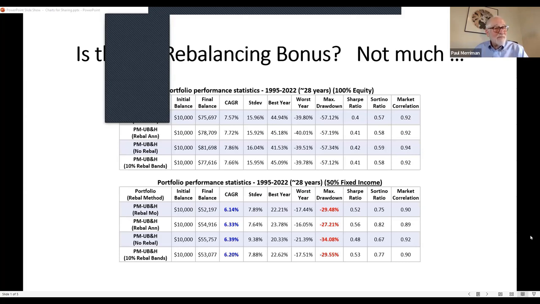And by the way, one of the things that the three of us are working hard to do is to find those folks who want to do this themselves, so that they don't have to pay somebody 1% a year. And had it been 1% a year instead of 7.57, it would have been closer to 6.57.